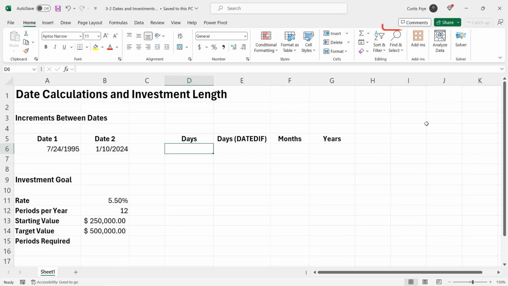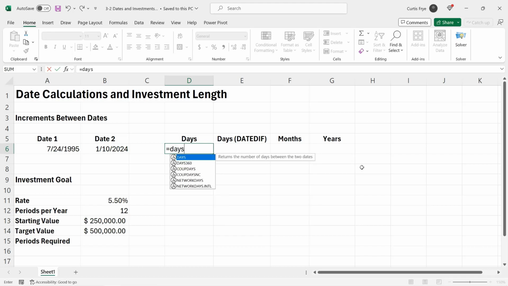First thing I want to do is to calculate increments between dates, and there are a number of ways that you can do that. The first is to calculate the number of days. So in cell D6, I'll type equal, and then the function DAYS. And it's important to have the S because the DAY function is separate and returns the day of the month. You want DAYS, which is the number of days between two dates. And yes, I have made that mistake before.